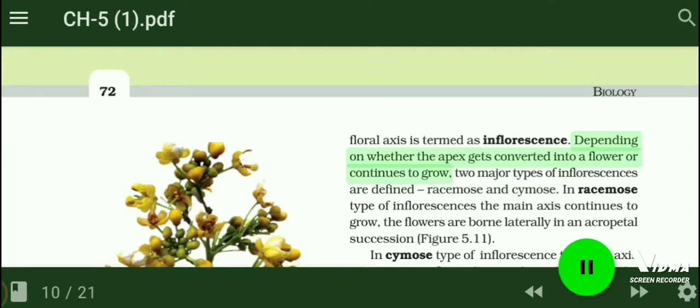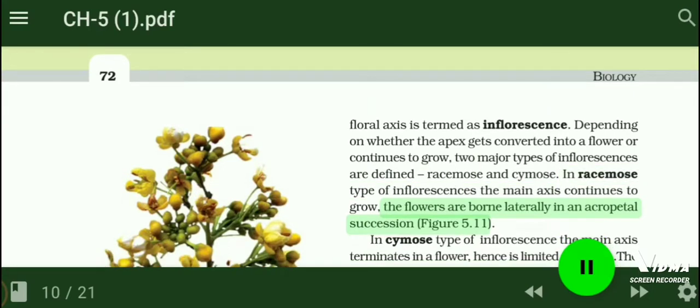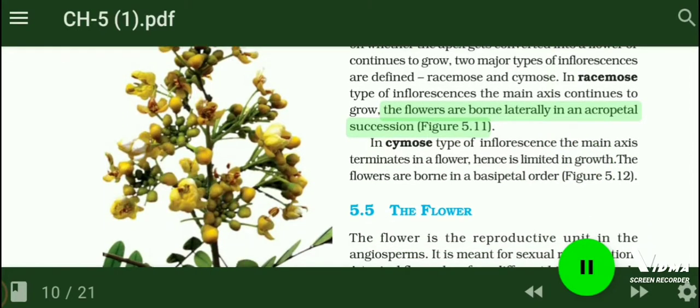Depending on whether the apex gets converted into a flower or continues to grow, two major types of inflorescences are defined, racemose and cymose. In racemose type of inflorescences the main axis continues to grow, the flowers are borne laterally in an acropetal succession, figure 5.11. In cymose type of inflorescence the main axis terminates in a flower, hence is limited in growth. The flowers are borne in a basipetal order, figure 5.12.